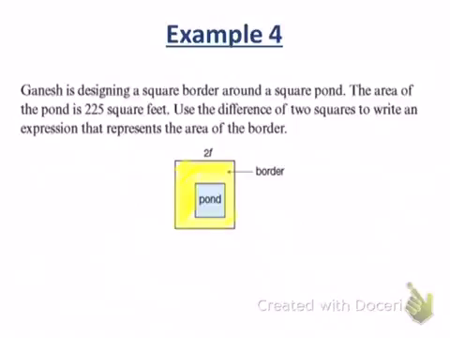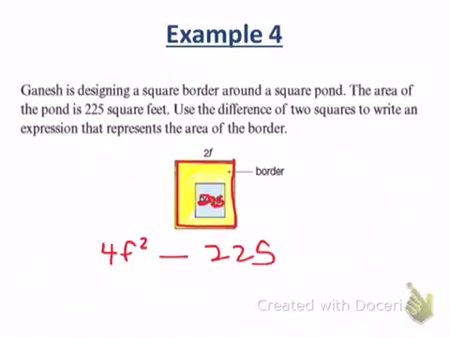So how would we find that area? The area of the pond itself is 225. So this part is 225. What's the area of the whole thing? This whole square has an area of 4f squared. The area of the pond, I would subtract it. It's like we're taking the pond out of the equation. The pond is 225.